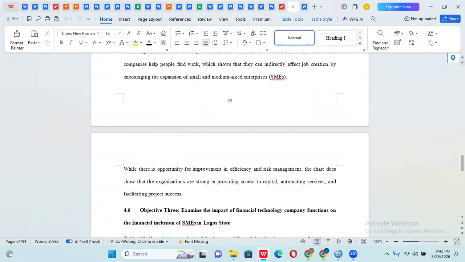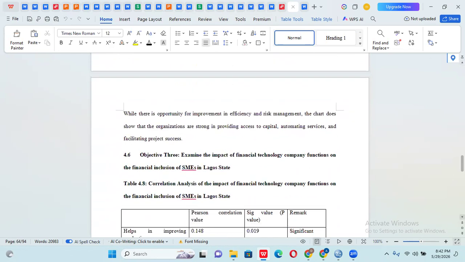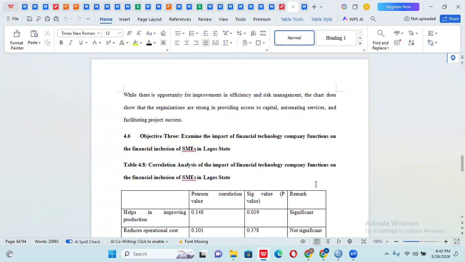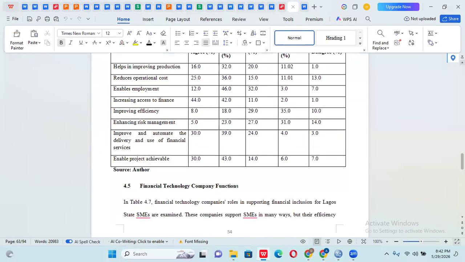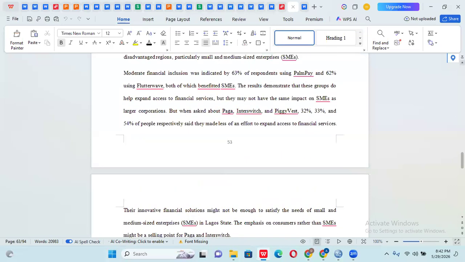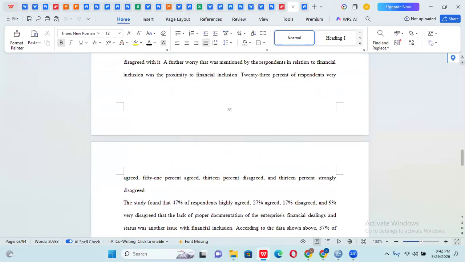I want to show you something. Please, just follow me. This is objective 3, impact of financial company function on financial inclusion. Before we jump here, we need to analyze financial company functions first separately. And we analyze financial inclusion separately. Then we now come to objective 3, we now analyze them together, which is what we need to do actually. So that's what we did here. We analyze the function separately using descriptive. The inclusion has been analyzed in the 4.1.